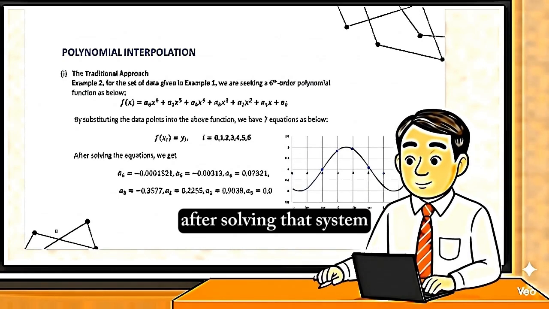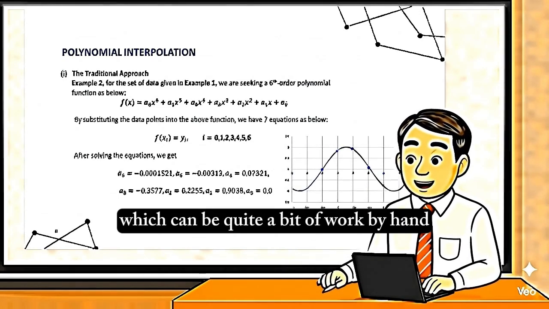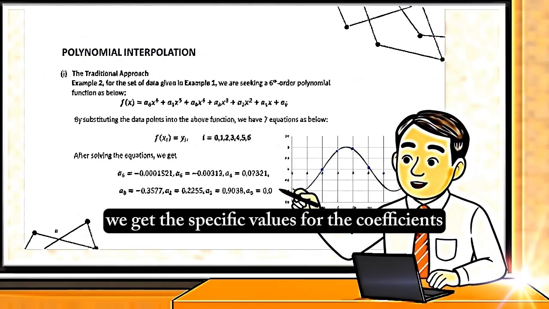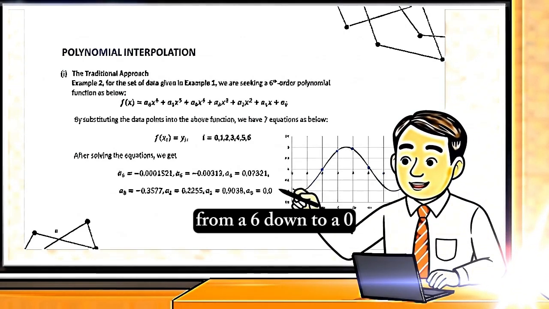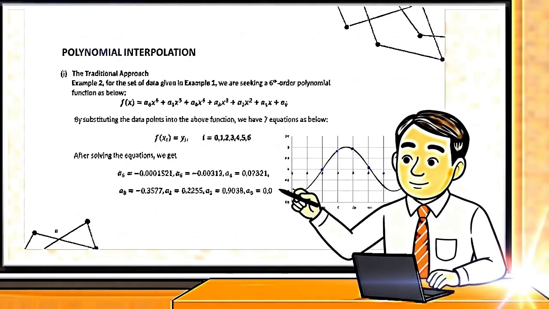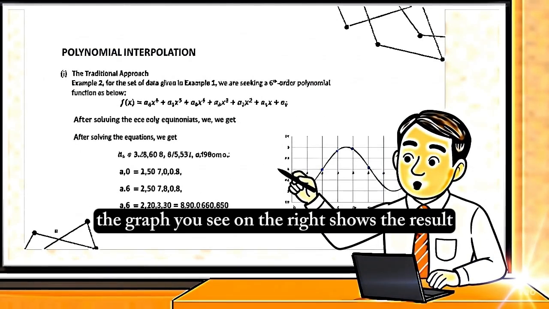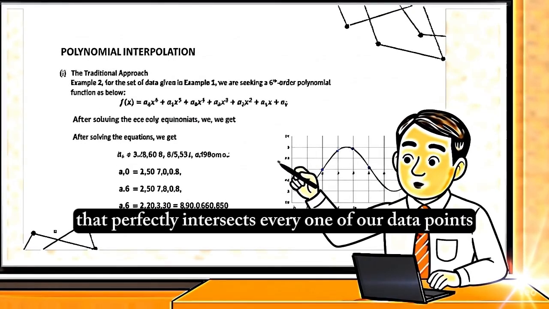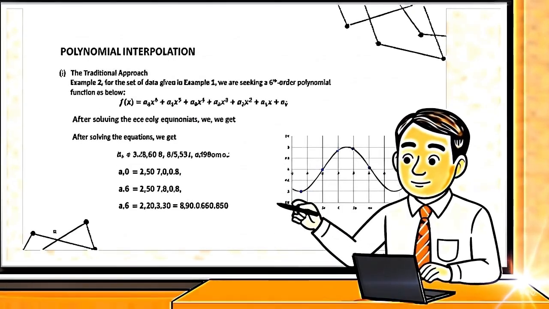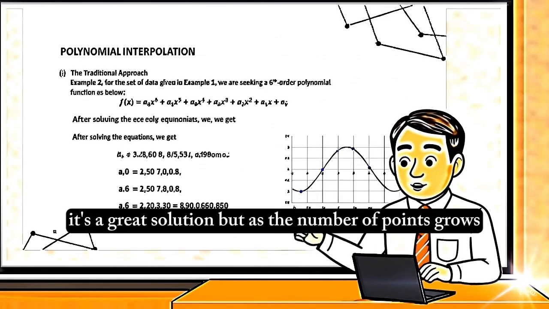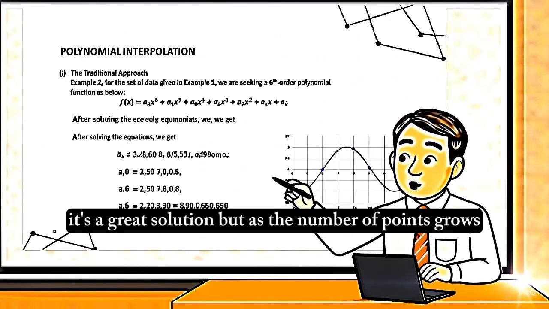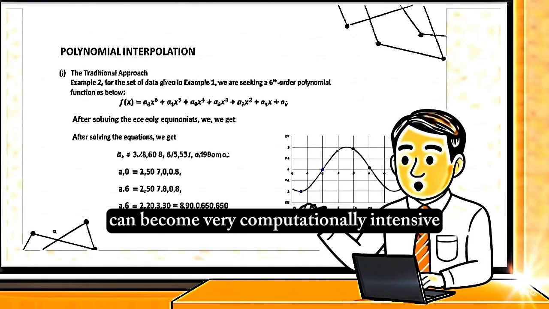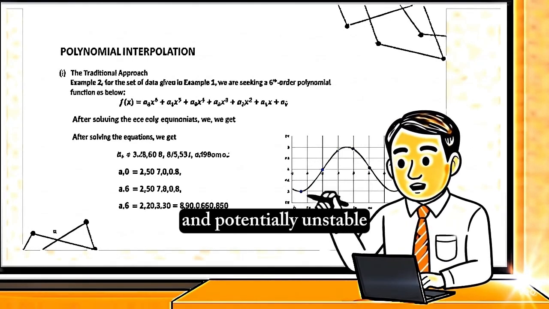After solving that system, which can be quite a bit of work by hand but is straightforward for a computer, we get the specific values for the coefficients from a6 down to a0. The graph you see on the right shows the result, a single, smooth curve that perfectly intersects every one of our data points. It's a great solution, but as the number of points grows, solving that system of equations can become very computationally intensive and potentially unstable.